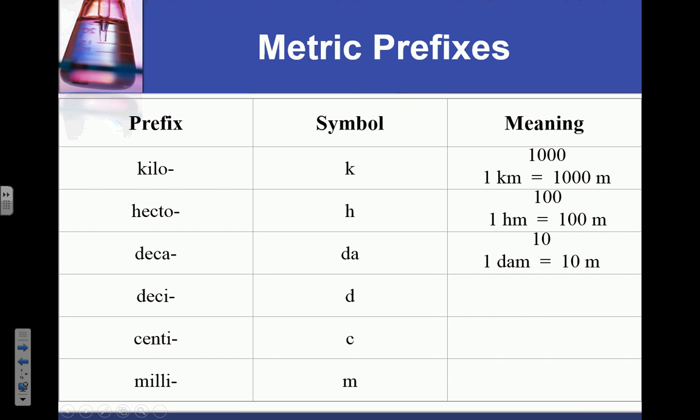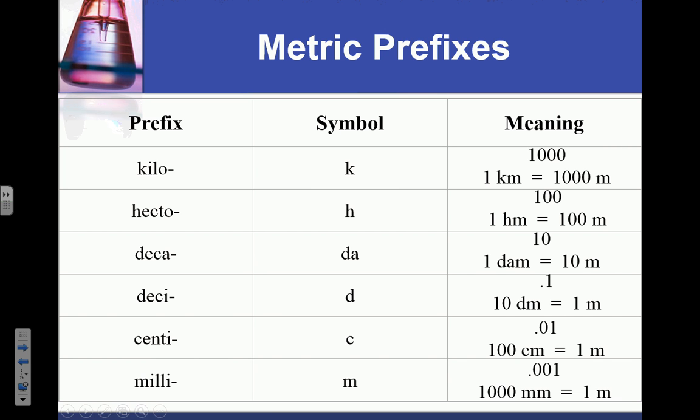10 times smaller than the base unit would be deci. So it literally stands for a tenth. So in 1 meter, there are 10 decimeters because a decimeter is a tenth of a meter. Centi would be a hundredth, so 0.01. So there'd be 100 centimeters in a meter. And milli would be 1,000. So there's 1,000 millimeters in a meter.